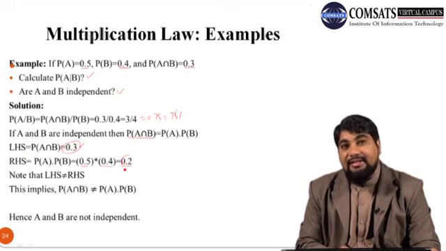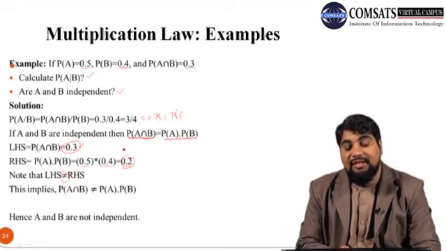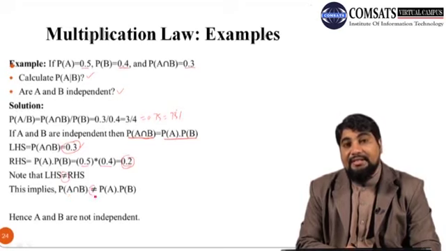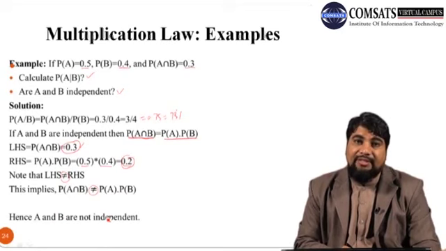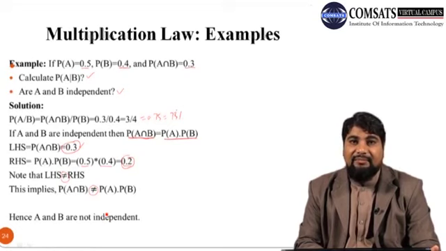Once we have the left hand side and right hand side, you can see that the left hand side is 0.3 and the right hand side is 0.2. Both are different. The left hand side is P of A intersection B and the right hand side is P of A times P of B, so this result does not hold. Our left hand side is not equal to right hand side. This means A and B are not independent, they are dependent events, depending upon one another. So this is how we can check whether events are dependent or independent.